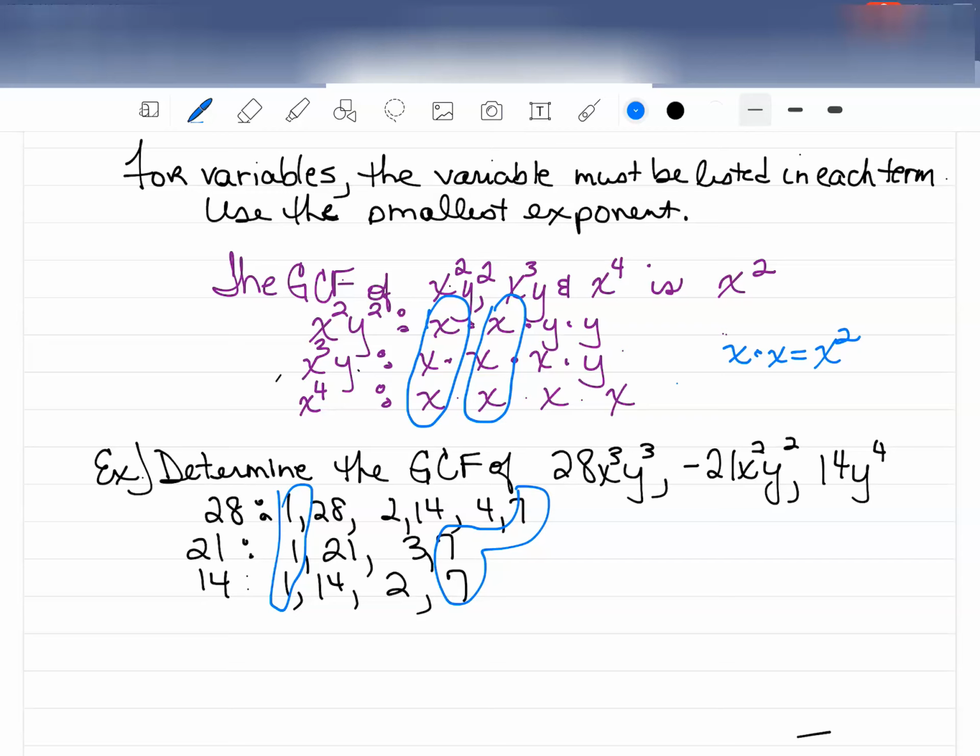Now we have to look at the variables. First term has x's. Second term has x's. The third one does not. So I'm not going to be able to use an x, but I will be able to use a y. First term has 3. Second one has 2. The last one has 4. The smallest number of y's is 2, so that's the most I'll be able to take out of everyone. So my greatest common factor is going to be the 7 y squared.